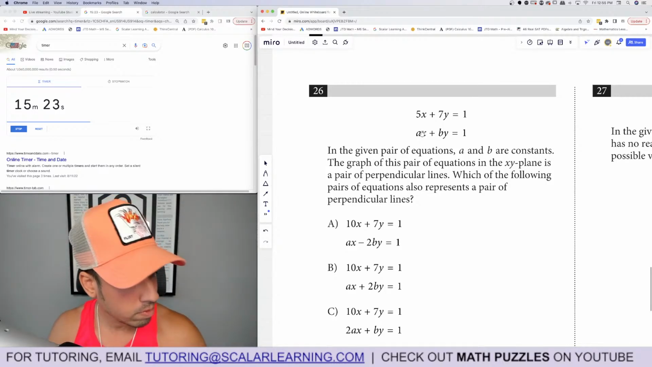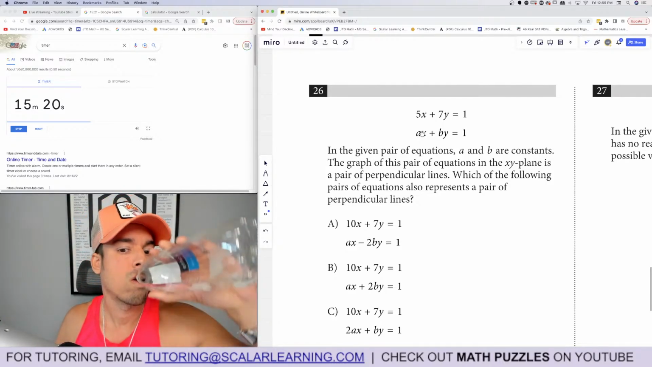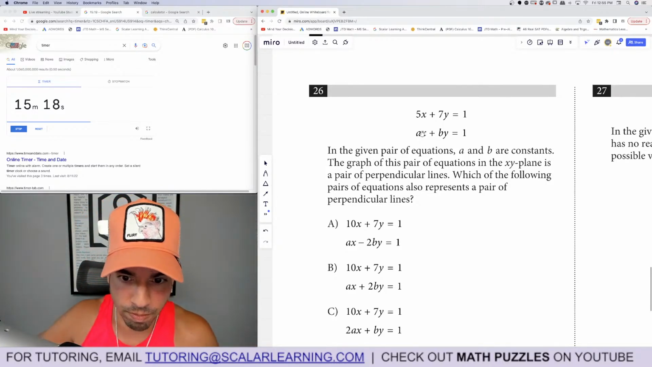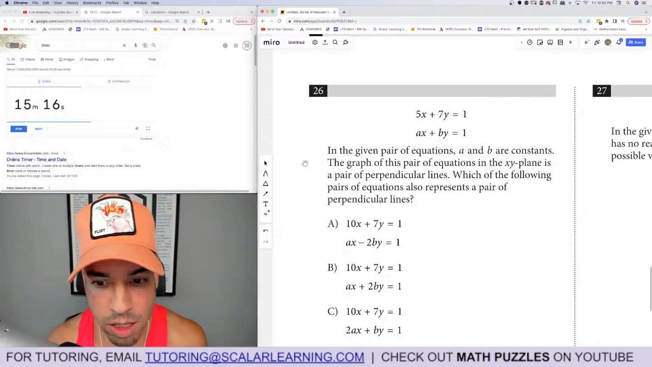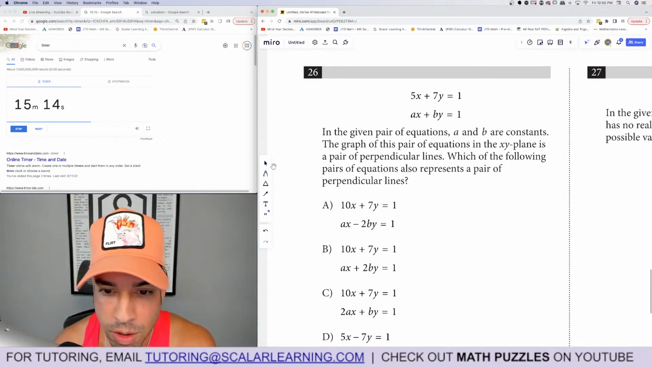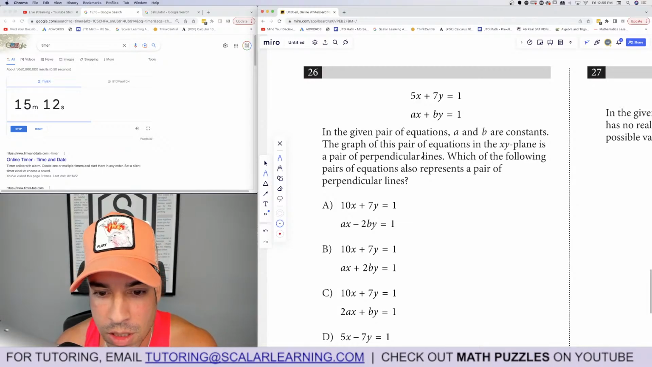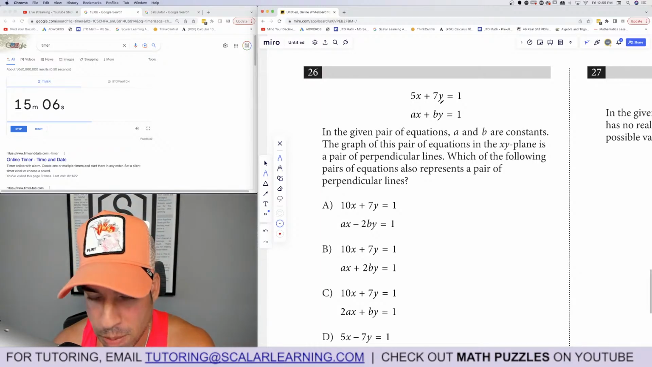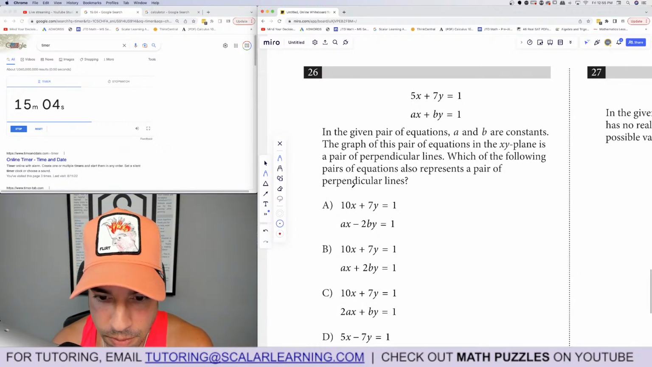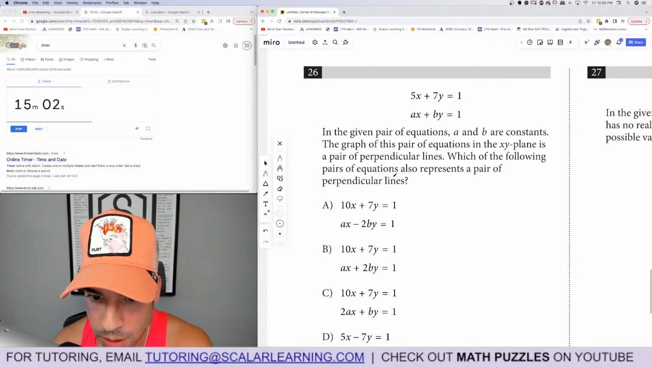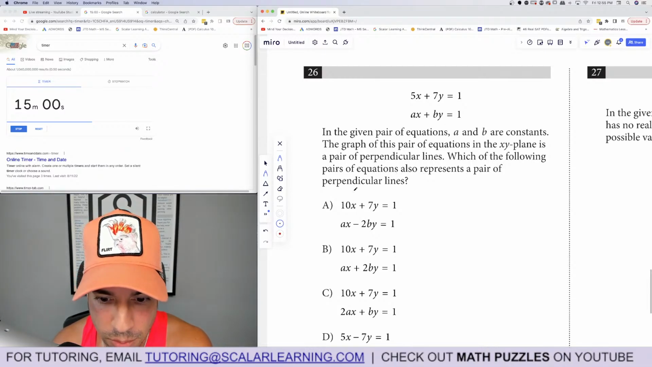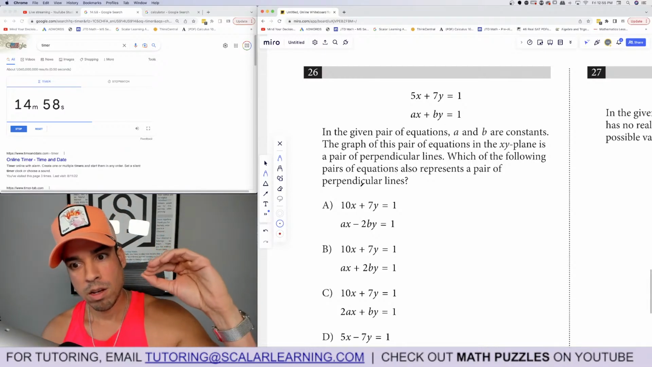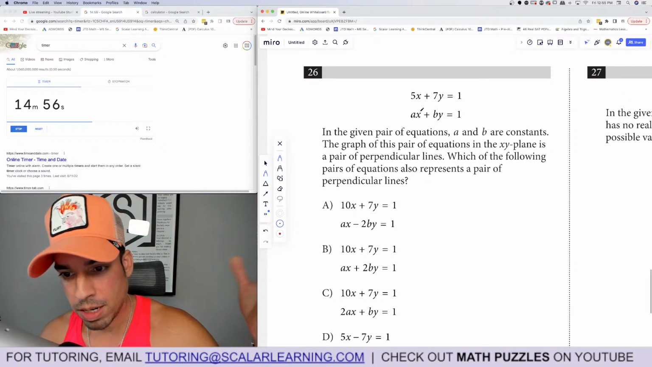26. 2 left. All right. In the given pair of equations, A and B are constants. The graph of this pair of equations, these are perpendicular. Got it. Which of the following pairs of equations also represent a pair of perpendicular lines? Got it. Okay. So first we got to solve for A and B. Hopefully we can do that.